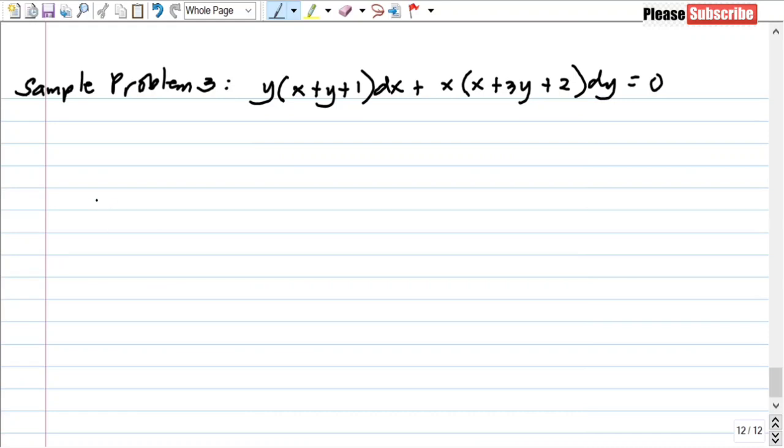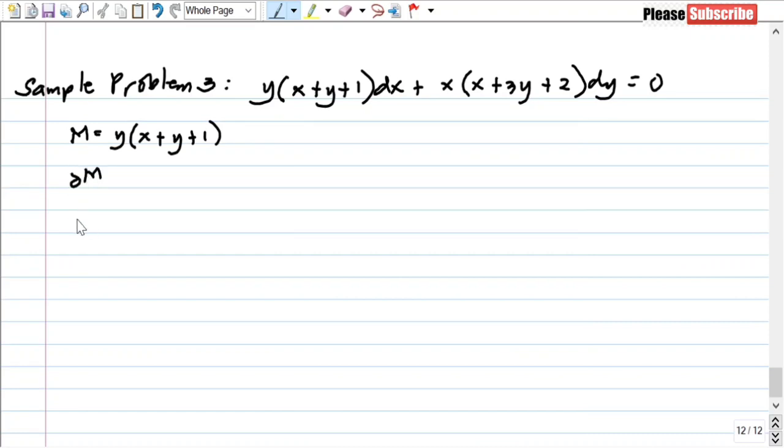Okay. So, tingnan natin itong example number 3. So, if we have here y times the quantity x plus y plus 1 dx plus x times the quantity x plus 3y plus 2 dy is equal to 0. Now, magiging m natin dito, our m would be equal to y times x plus y plus 1. Okay, let's try yung test for exactness.